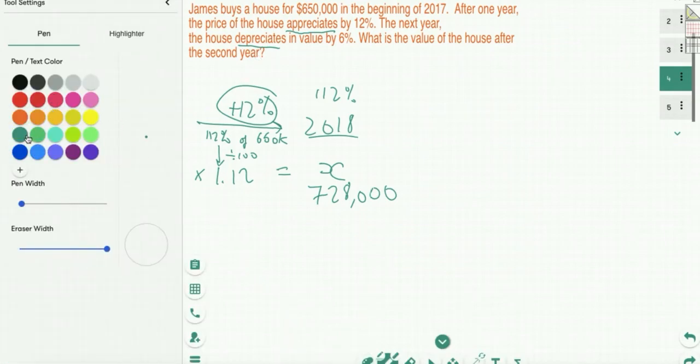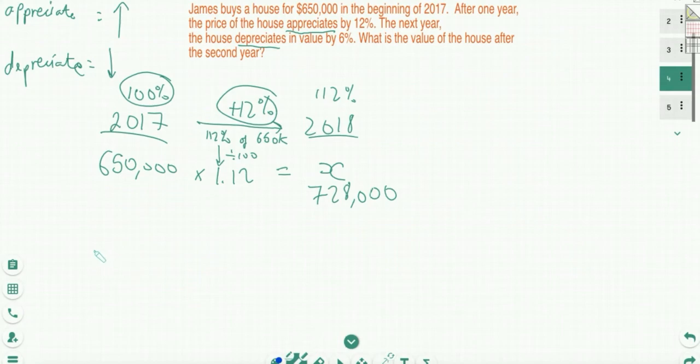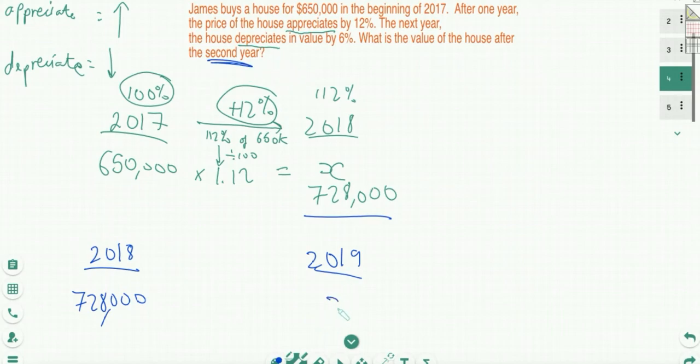Now, let's find the price in the second year. So now we're going to have 2018 to 2019. We know the price from 2018 was $728,000. And our goal is to find the value of the house after the second year, which is going to be 2019. Between 2018 and 2019, the price of the house depreciated by 6%. So it went down by 6%. So now 2018 is the new price. So now this is our new original price, which is 100%.